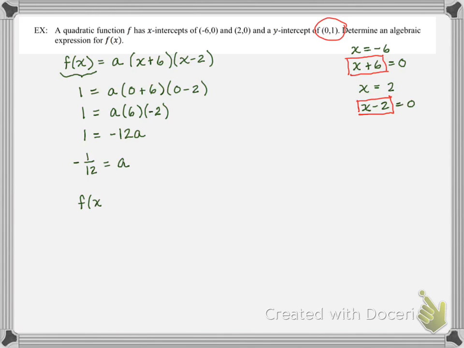So f of x equals, my a was -1/12, and my factors were x plus 6 and x minus 2. And you can leave it like that. If we give you the x-intercepts, we expect that you're going to write the function in factored form, and there's no need to simplify from there. You can just leave it factored, because that's really what we want to see, that you can get to this point.